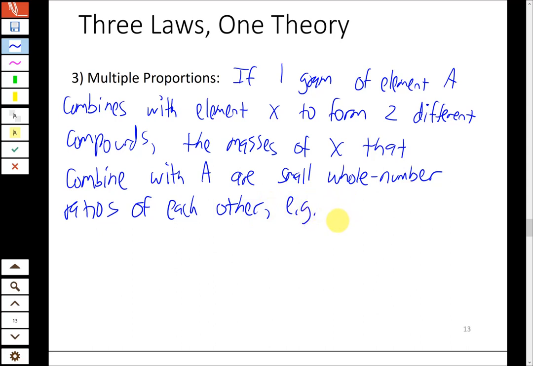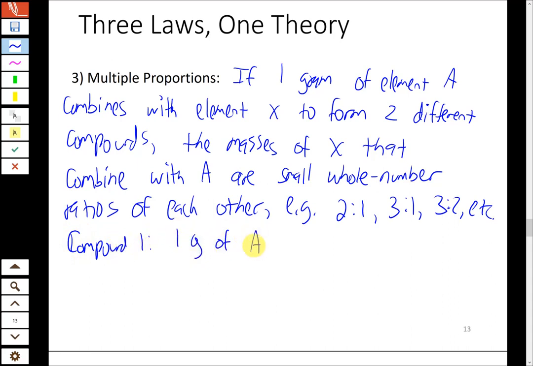For example, things like 2 to 1, 3 to 1, 3 to 2, etc. Very simple ratios, not like 100 to 73 or something like that. And so maybe a numerical example that's better. So just a random example. If we have our first compound has 1 gram of A with 0.5 grams of X. Let's say that's our first compound.